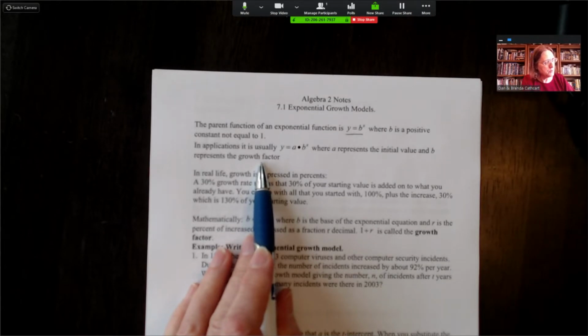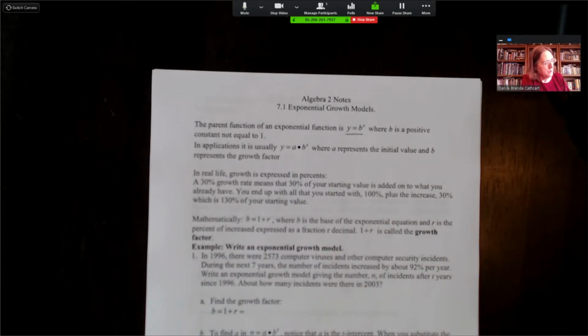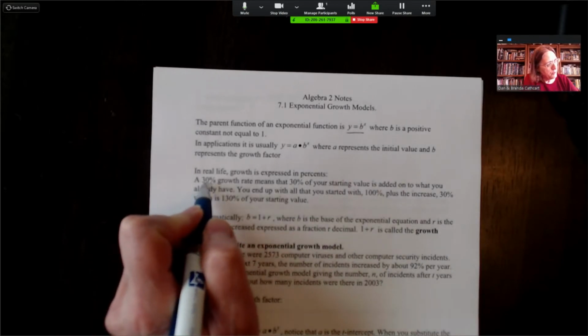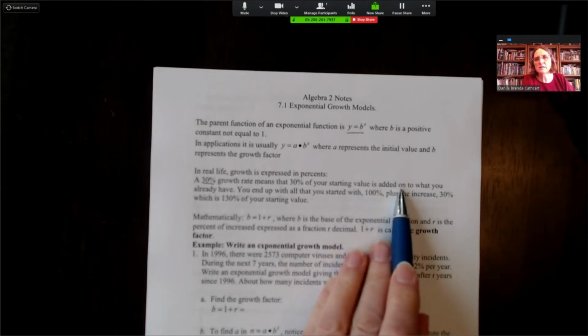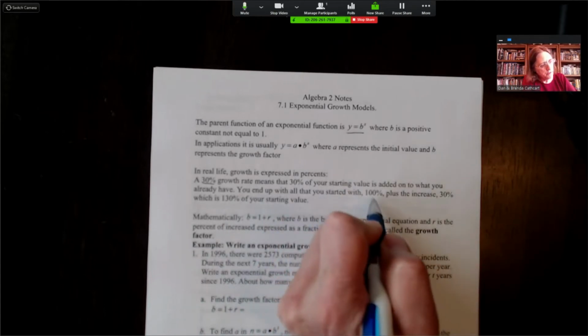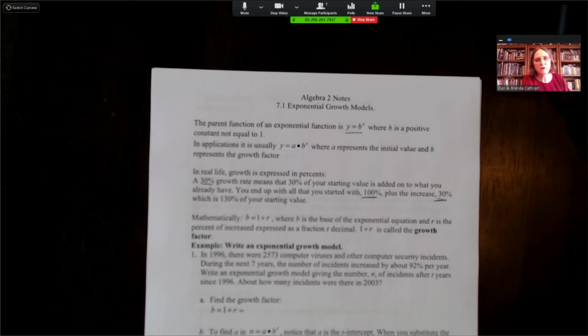In this case, since it's growth, our b value is not only not equal to 1, but it's actually greater than 1. For decay models, b would be less than 1. In real life, growth is expressed in percents. For example, a 30% growth rate means that 30% of your starting value is added on to what you already have. So you would end up with all that you started, 100%, plus the increase of 30%, which is actually 130% of your starting value.